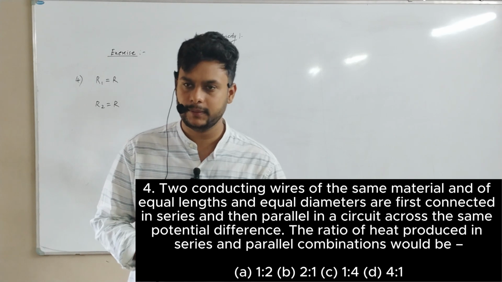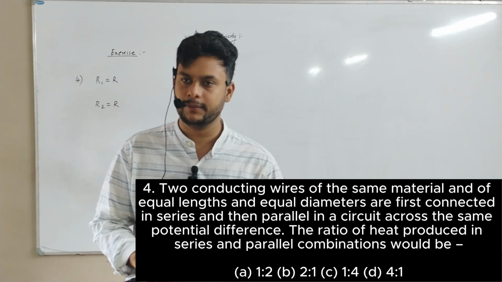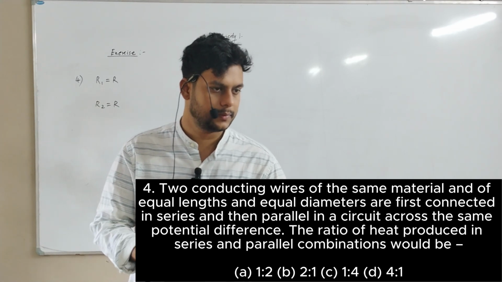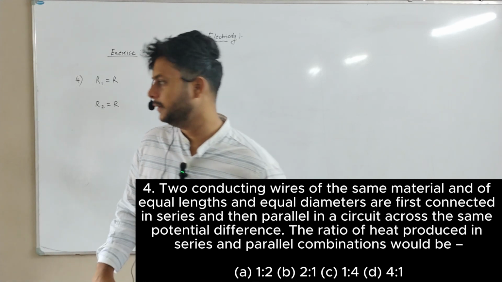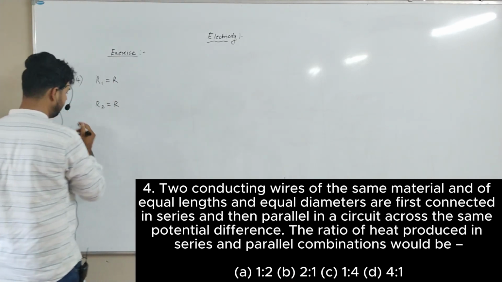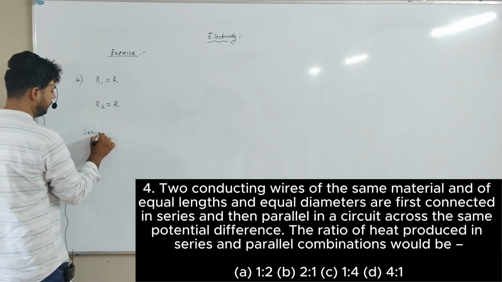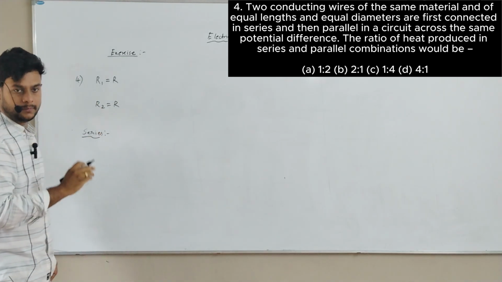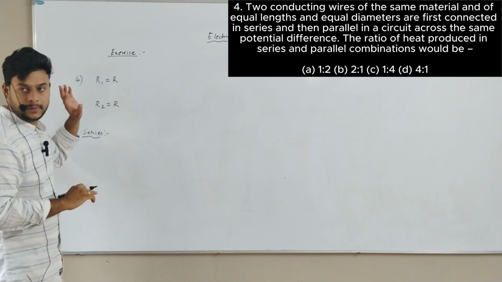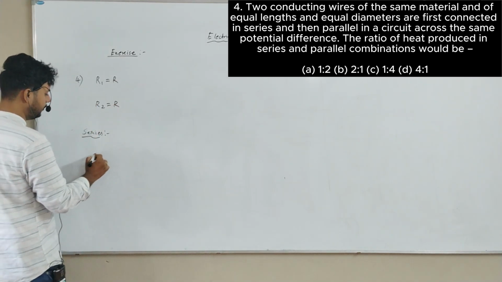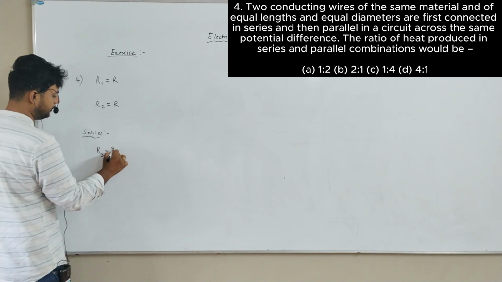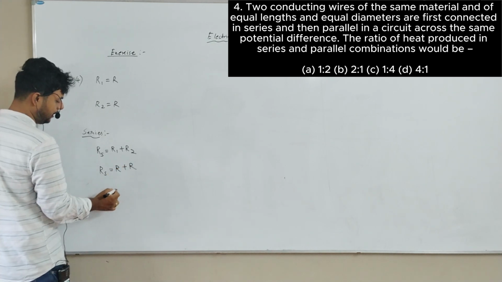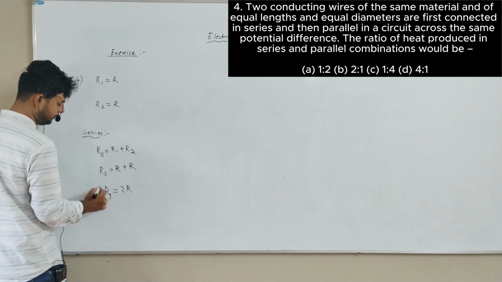Whenever heat is asked, and potential difference and resistance are given, H is equal to V square by R. Do you remember? First, one by one I will take. If I connect it in series, the resistances are the same. So resistance one is R, resistance two is also R. We don't know how much it is, but we know both are the same. So in series, RS is equal to R1 plus R2, which is R plus R, 2R. This is the RS.